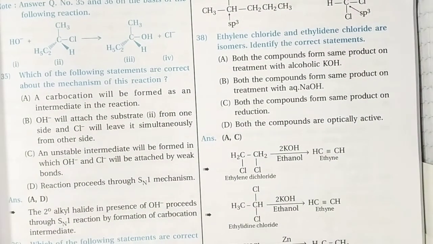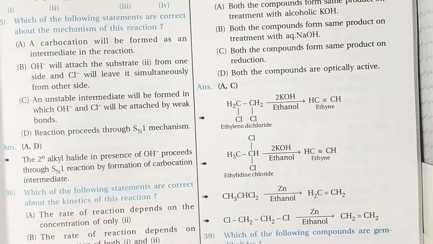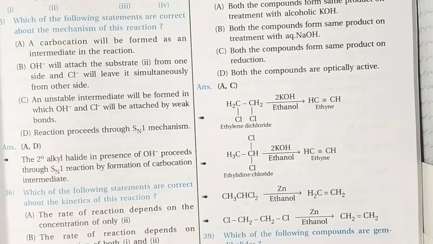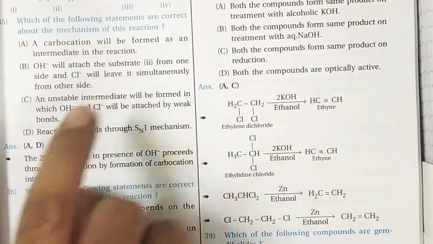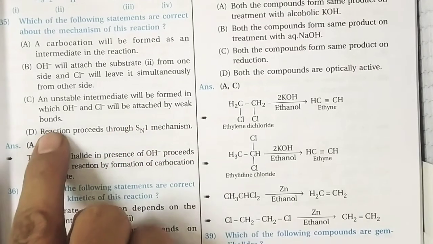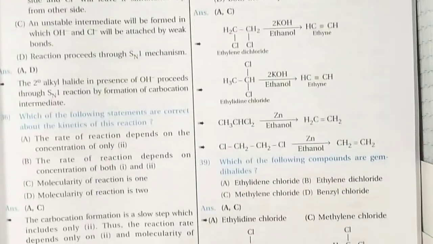Okay. So which of the following statements are correct about the mechanism of these reactions? A carbocation will be formed as an intermediate in the reaction. Yes, absolutely true. OH minus will attack the substrate 2 from one side and chlorine will leave simultaneously from the other side. No. First, due to the aqueous nature, or the presence of a protic solvent, the C-Cl bond breaks, so first we have to form a carbocation. An unstable intermediate will be formed in which OH minus and Cl minus are attached by a weak bond. No. Reactions proceed through SN1. Yes, definitely SN1. Now the 36th question.